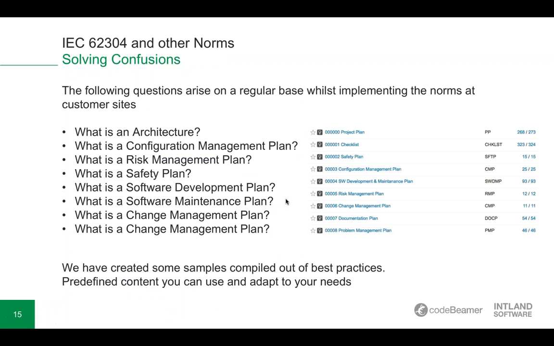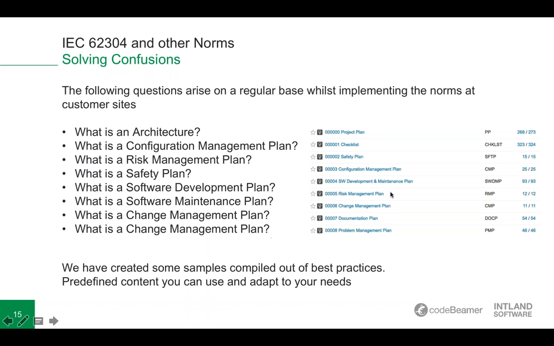So I'm going to go a bit more into the 62304 and other norms in order to solve some confusions. We have been creating something for you in that template. These questions you have here arise on a regular basis when I go to a customer on a process or consulting. So there are a lot of questions. What is an architecture? What is a config management plan, a risk management safety plan, and so forth, especially in companies that are not so familiar with those processes. Getting up, or even if there is a new department handled, these are a lot of things that will happen.